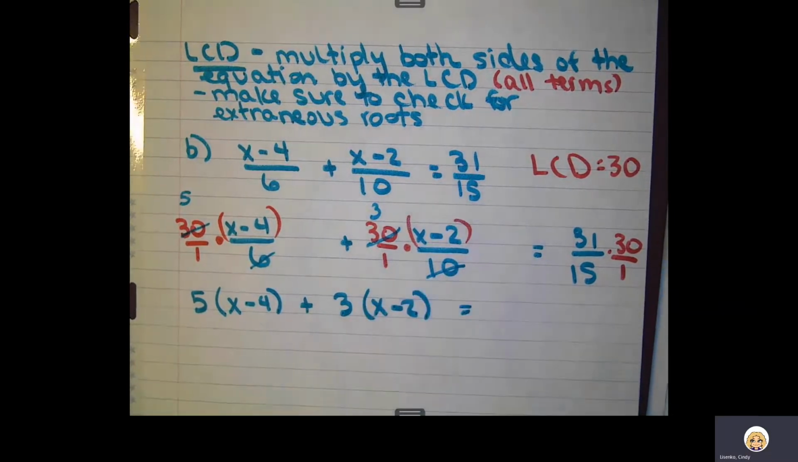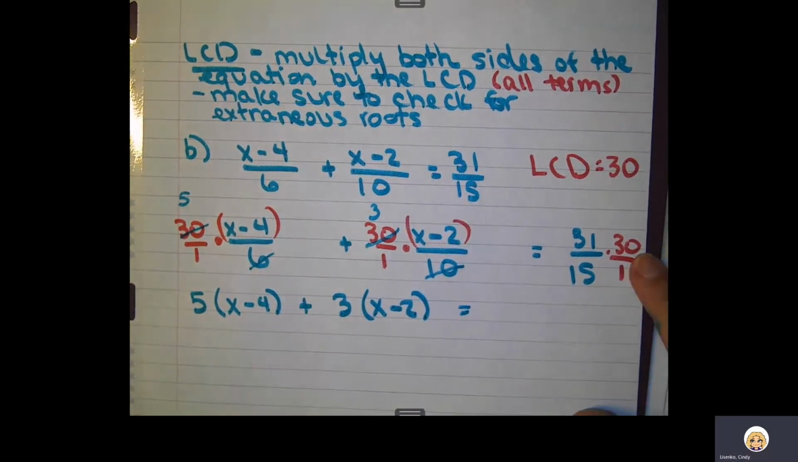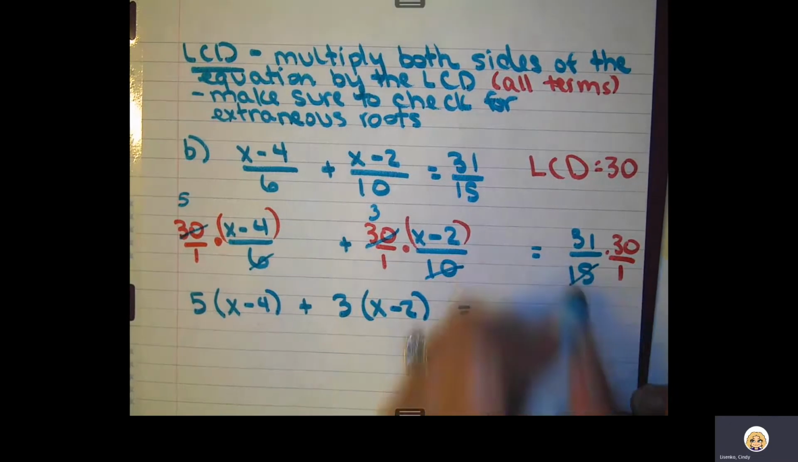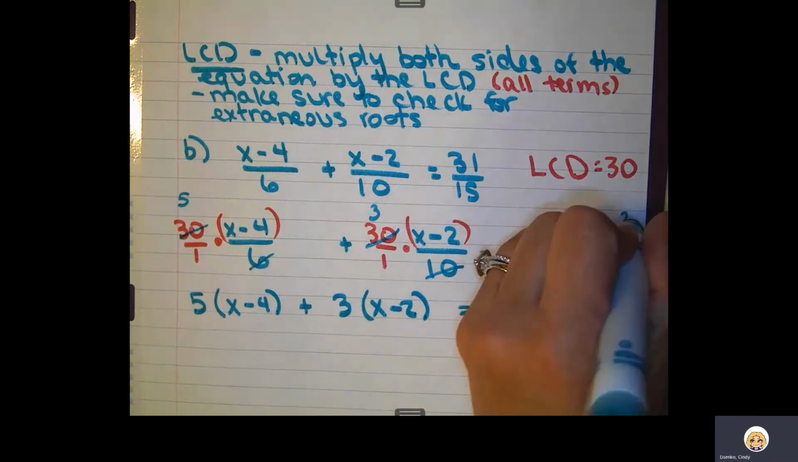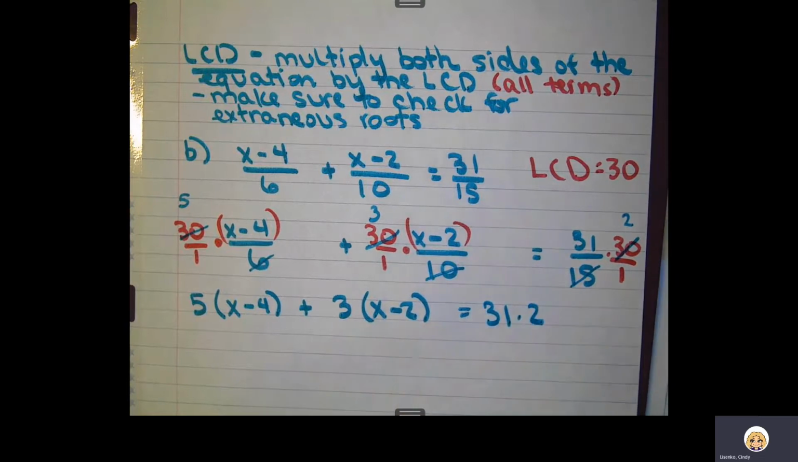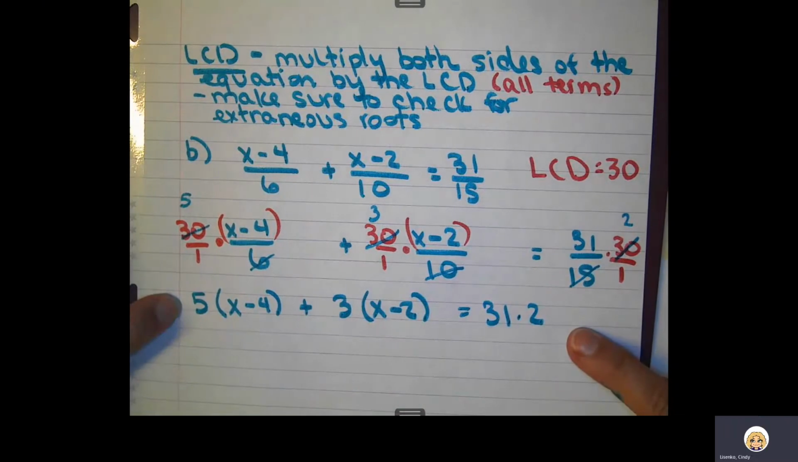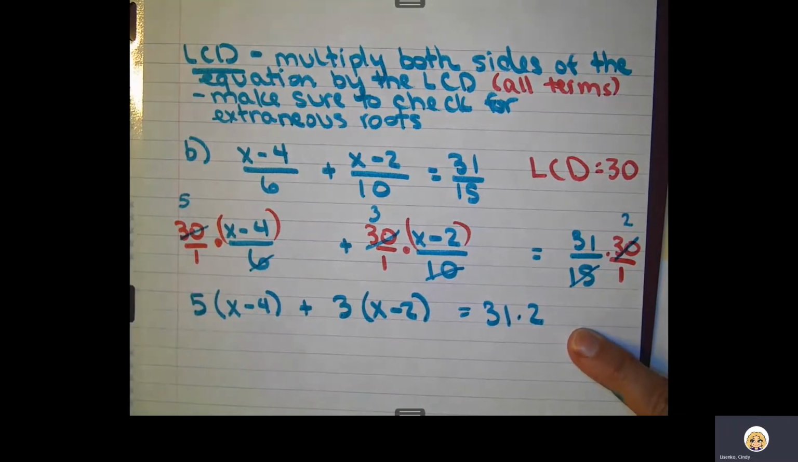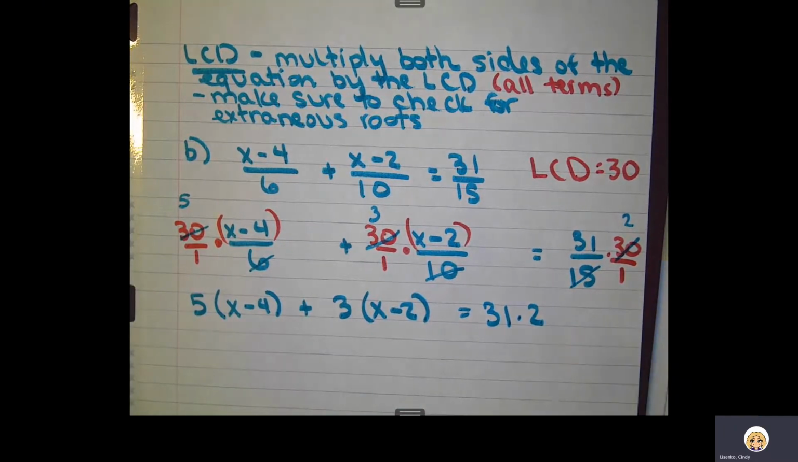I have an equals. 15 goes into 30 twice, so I can cross off my 15 and make the 30 a 2. So I'm going to multiply 31 times 2. I don't need parentheses because there's only 2 terms. Notice by multiplying by the LCD, I no longer have any fractions, and it makes it so much easier to solve. So now I'm going to go ahead and distribute.